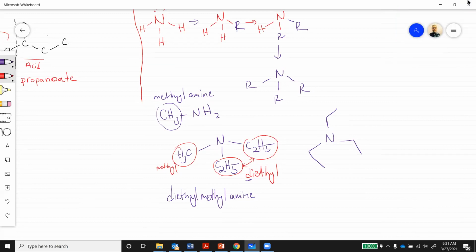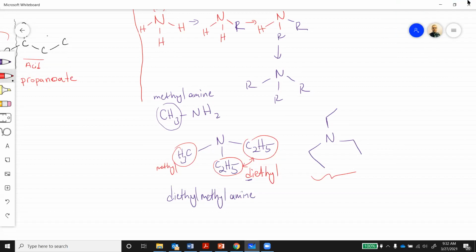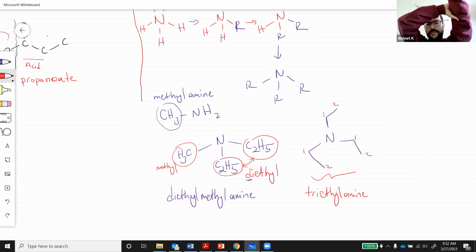And so what about this one? This is the last example for amines, and I think we can move on. What's the alkyl group here? Ethyl. Ethyl, very good. We have 1 and 2. And now, if you look at it, all of them are the same. 1 and 2, 1 and 2. So how many ethyl groups do you have? 3. Tri. So it's going to be triethylamine. Sounds fair, right?